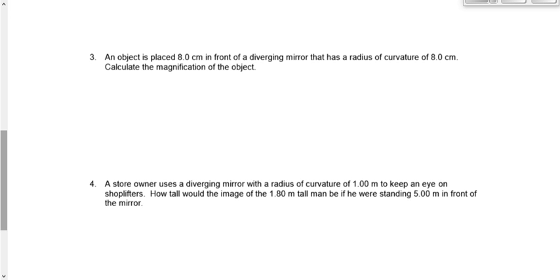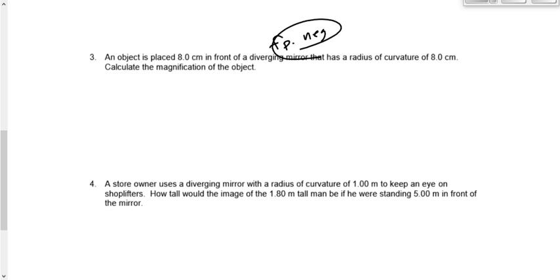Now, if it said convex, because it's a diverging mirror, then I would care whether it's a mirror or a lens, because that's what's going to determine whether it's converging or diverging. But if it says diverging, perfect. If it says diverging, that means we know the focal point is negative, and that's the important part for me here.